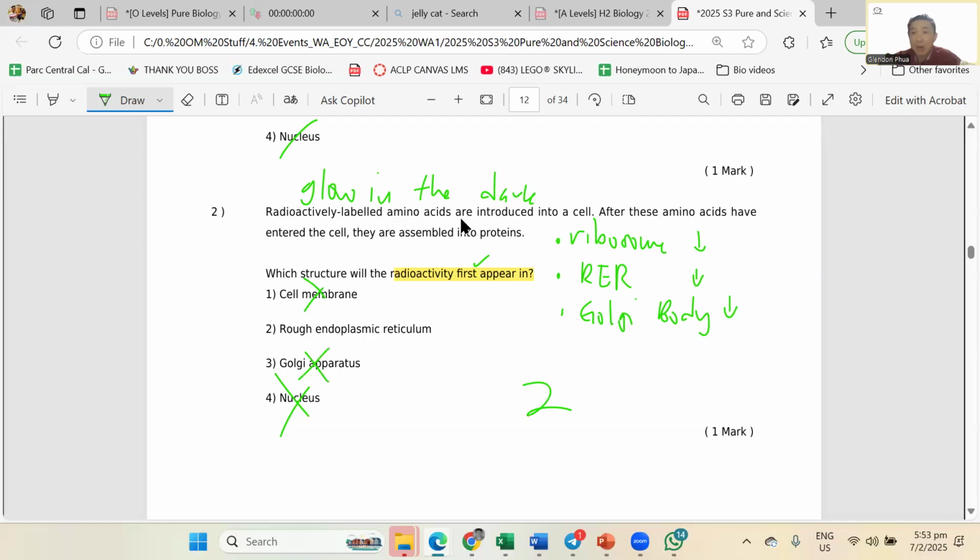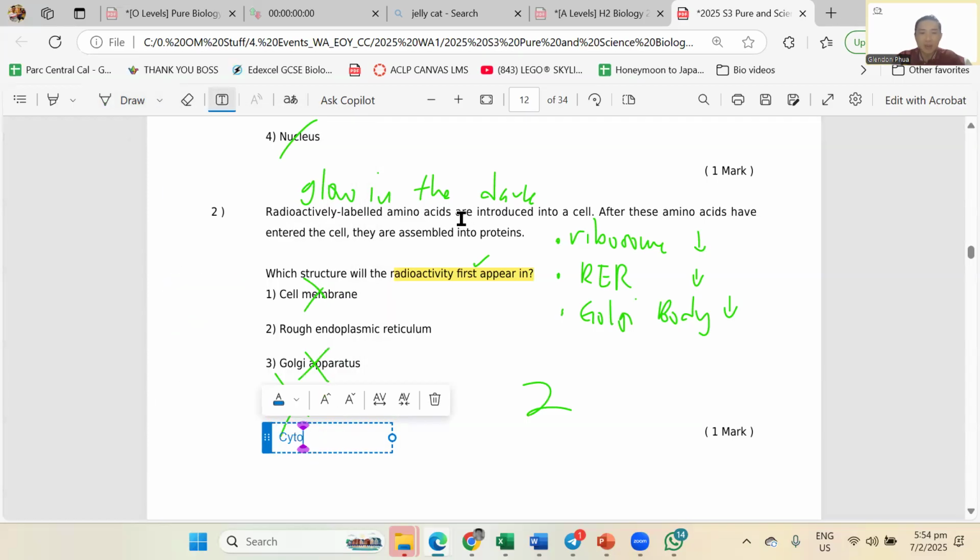Okay. Now I give you a pro tip. If your school got this option, which they love to put as a trick question, they put cytoplasm. Option 5. If there is the option cytoplasm, then I ask you now, is it cytoplasm or RER? Which one is the answer? Okay, the answer is the cytoplasm.